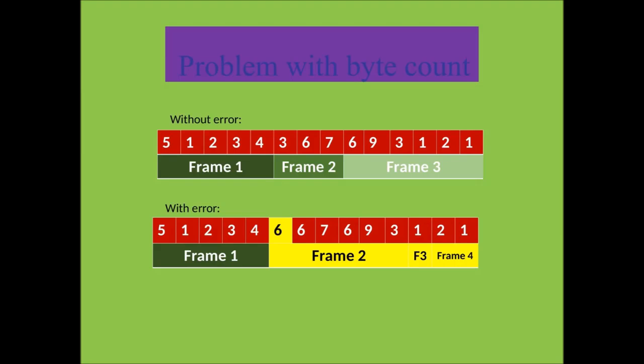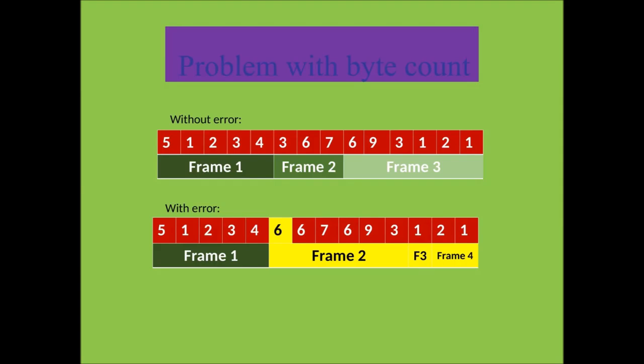Problem with byte count. There is a problem, which is called error. If there is an error during data transmission, then the byte count will change. Let's suppose without error, as we have discussed, there are 5 bytes in frame number 1, 3 bytes in frame number 2, and 6 bytes in frame number 3.